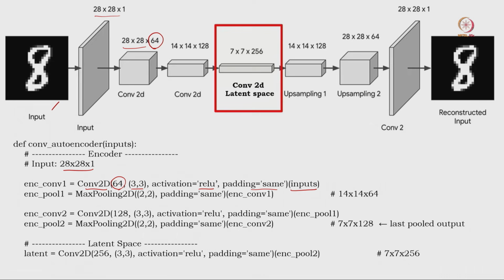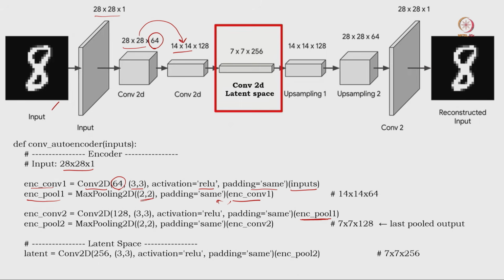That is assigned to one variable. That variable is passed to a pooling layer. In the pooling layer you are writing 2 cross 2, which means you are downsampling it, reducing the size exactly by half. 28, 28 is now reduced to 14, 14, and it is assigned to this particular variable, and this value is assigned to the next convolution.